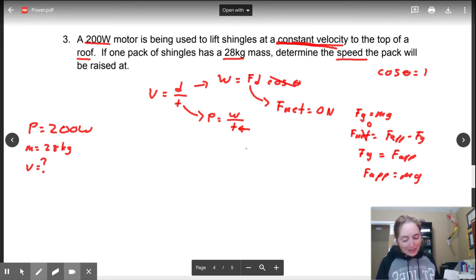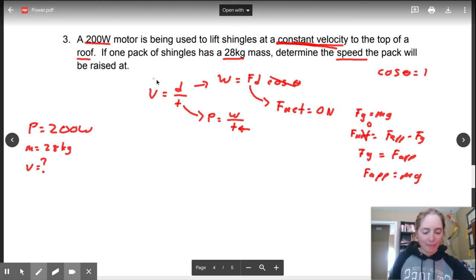Because we don't have enough information to plug numbers in. Now, equation substitution is super important for Physics 30. So please pay close attention here. This is a skill we're definitely going to be using a lot next year. So, we have power times time is equal to work. Sounds good? I've rearranged this equation, so we're going to start with that.